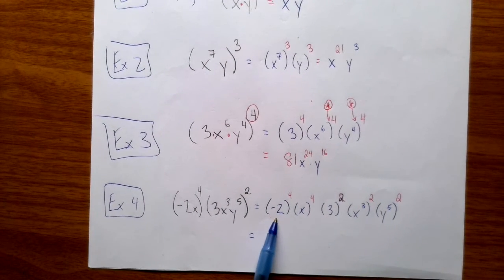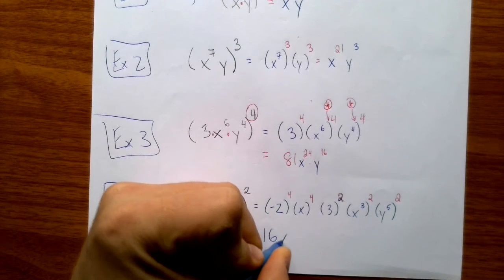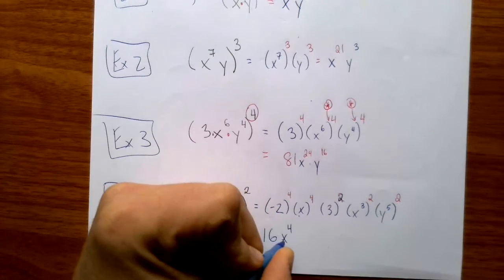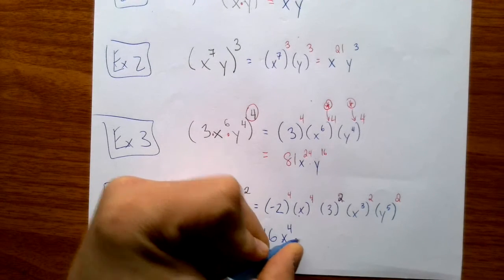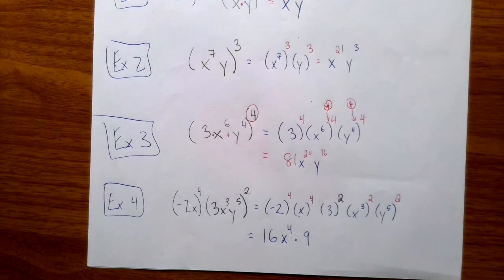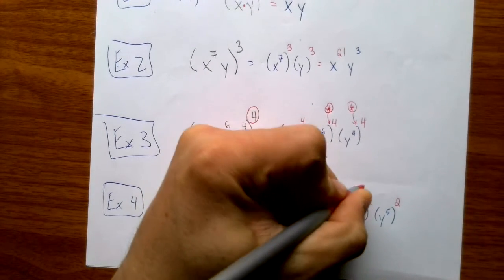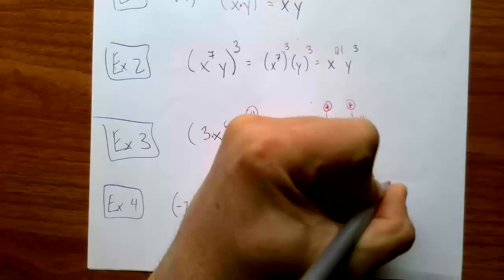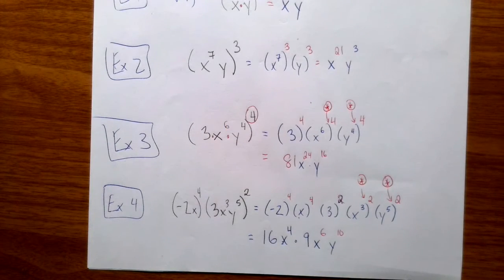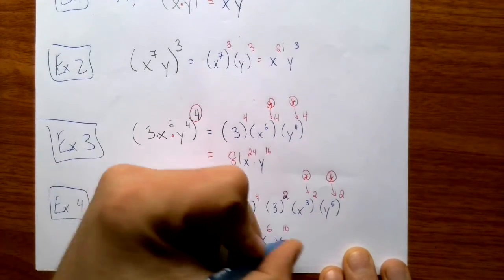So we have -2 times -2 times -2 times -2. That's equal to 16. X to the fourth is just going to be x to the fourth. We now have 3 squared, or 3 times 3, which is 9. We then have x to the power of 6 and y to the power of 10, because these are powers being raised to powers, so we're multiplying the exponents. And then we're going to take a moment and put this all together.